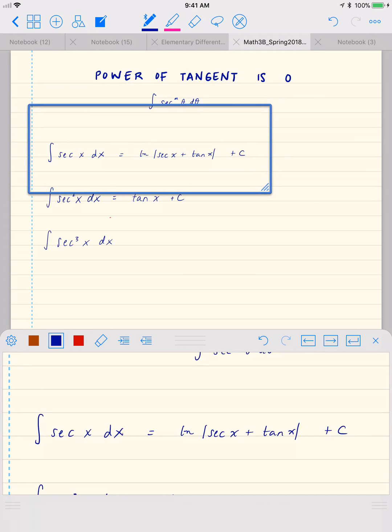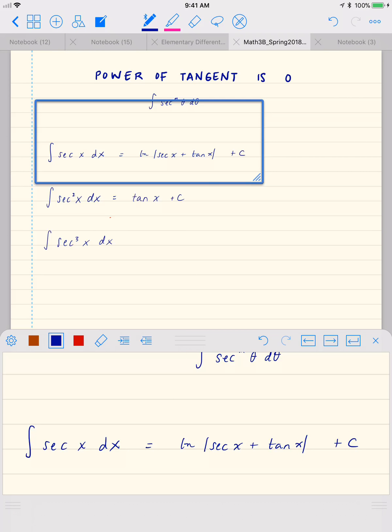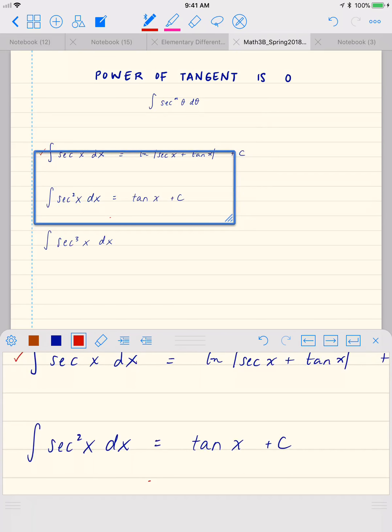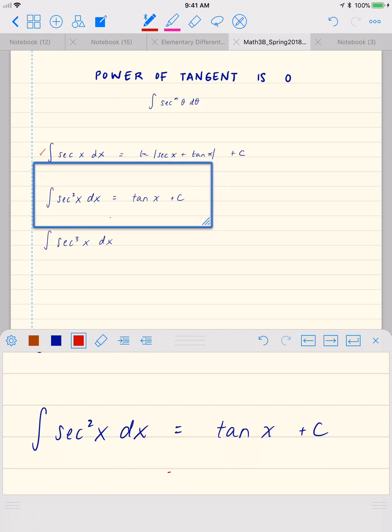The first scenario is if you are integrating just secant. We just did this in the last video, and the integral of secant of x dx is the natural log of the absolute value of secant x plus tan x. So we took care of that case. What if you need to find the integral of secant squared x? That's just going to be tangent of x. The antiderivative of secant squared is tan because the derivative of tangent is secant squared. So we got that one.